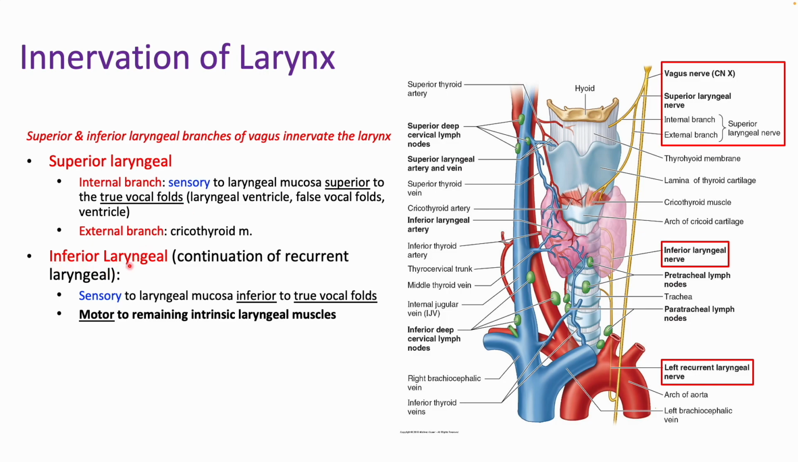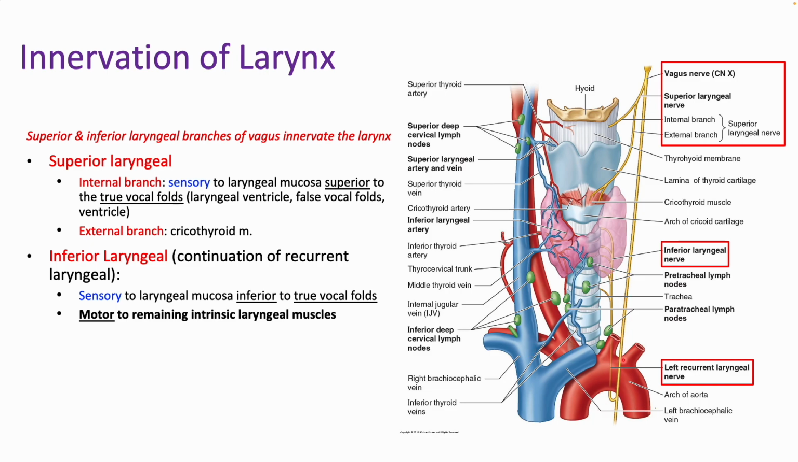And then our inferior laryngeal is, remember, the continuation of the recurrent laryngeal. So our vagus is going to come down, give off a recurrent laryngeal. On the left side, it's going to wrap around the arch of the aorta and travel back up. On the right side, it's going to wrap around the subclavian. Make sure you see that in lab too. Make sure you look at it on your cadaver because it's really common to get tagged. It's almost definitely going to get tagged.